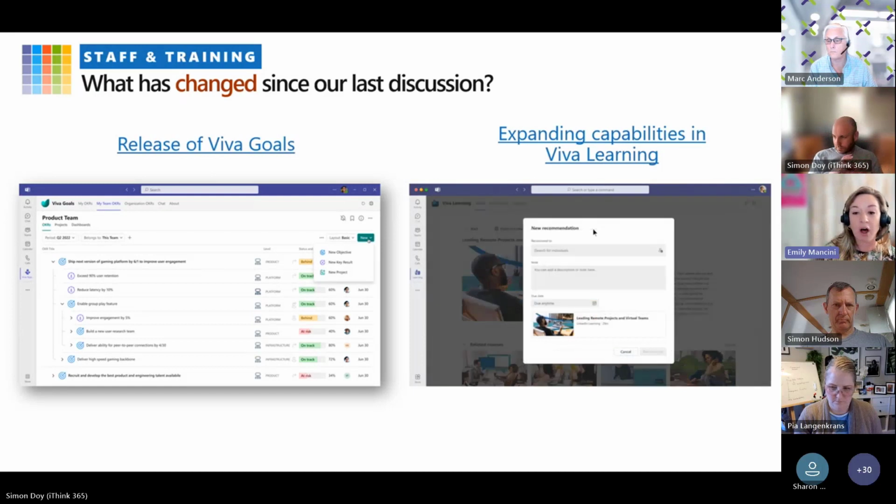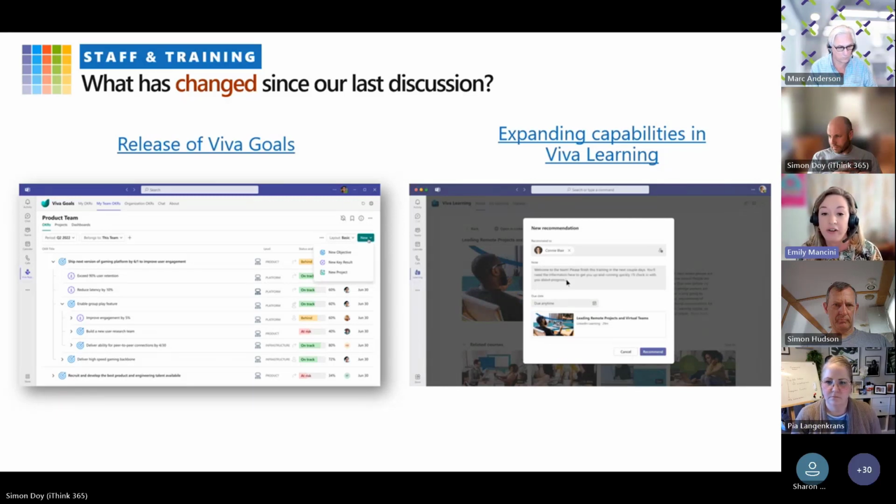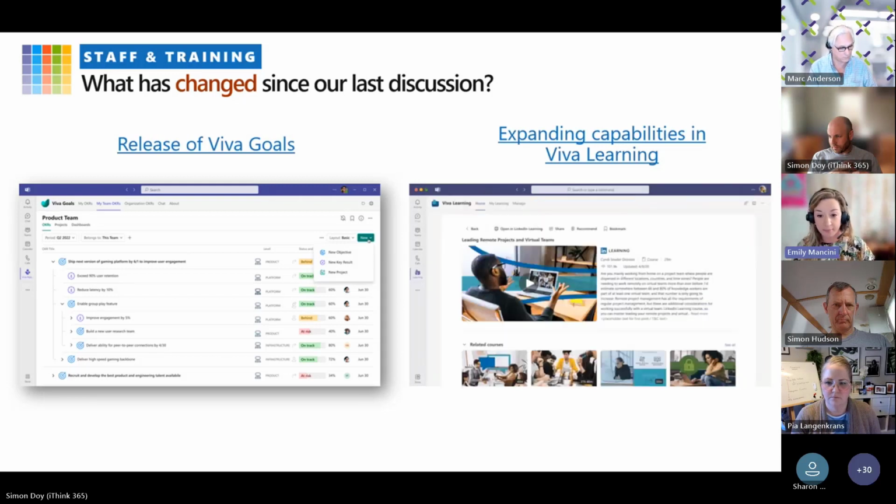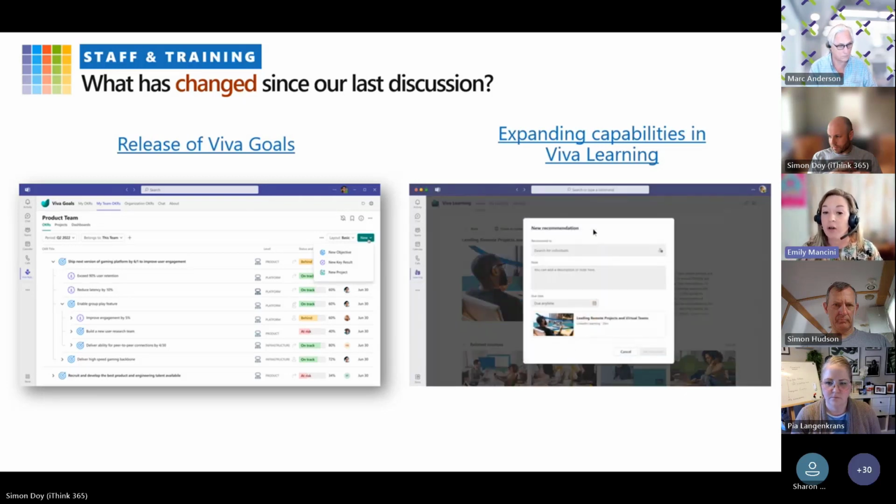So now, moving off of people and communities, I promise we'll come back to talking about what's next for both of them, but just to talk about staff and training a little bit first as well. What are some of the things that have changed in this space? We have the release of Viva Goals. So we have the ability for people and teams to be tracking all of their different initiatives in a shared space that's fully integrated into Microsoft 365.